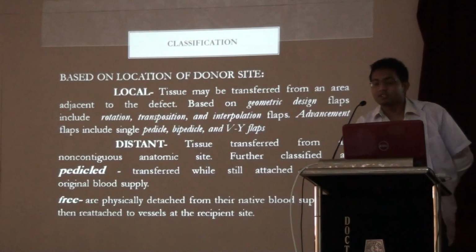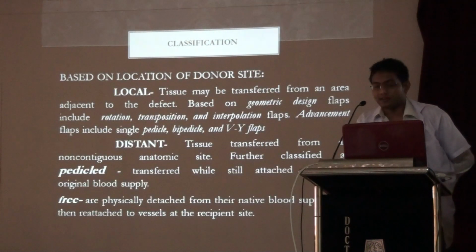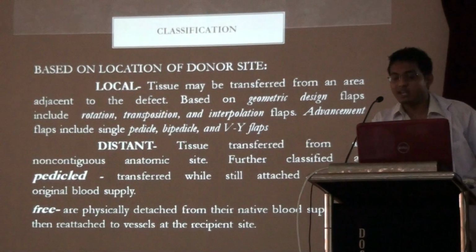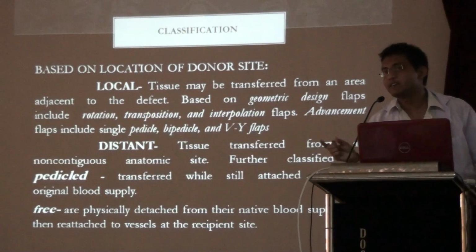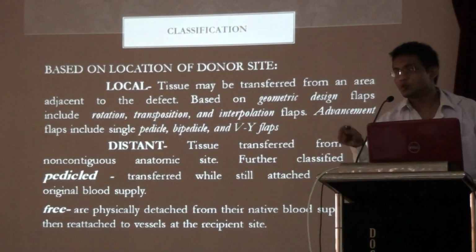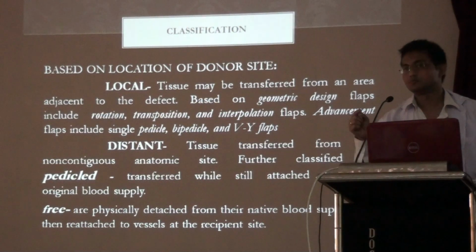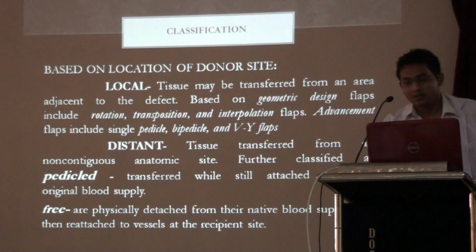And the third classification is based on the location of the donor site. That can be local, that is, tissue may be transferred from an area adjacent to the defect. So the posterior thigh flap we did in our case was a local type of flap. They can be based on geometric design and include rotation, transposition and interpolation flaps, and advancement flaps include single pedicle, bipedicle and VY flaps.